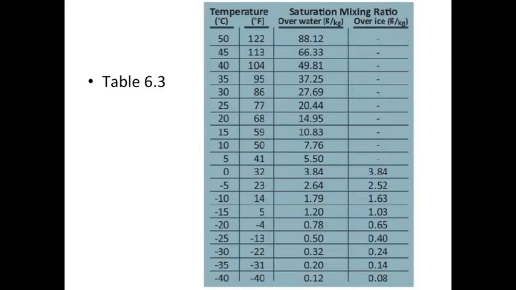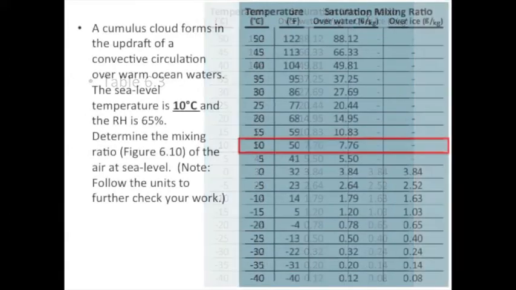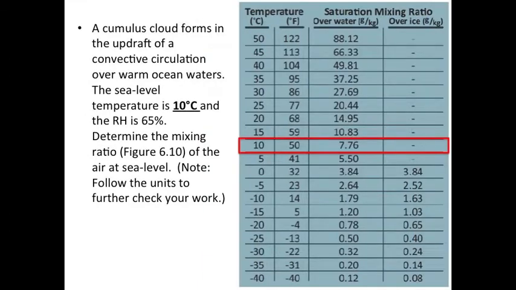For this question, you are going to want to find Table 6.3 in your textbook. It is also shown on this slide. On Table 6.3, find the temperature of 10 degrees Celsius on the table and note that your saturation mixing ratio over water is 7.76 grams per kilogram.